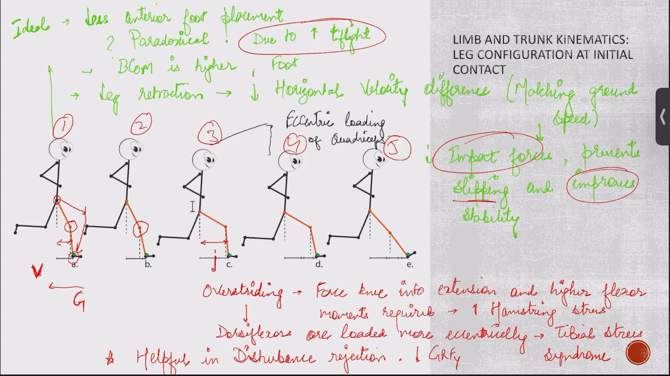So in the second cartoon, we will see that the knee is slightly extended. This will place more stress on the knee, so this is not the ideal position. In 3, 4, 5 there is overstriding. Overstriding means that the distance between the body center of mass and the contact point is increased. What will overstriding do?